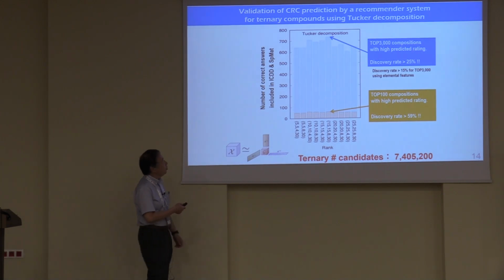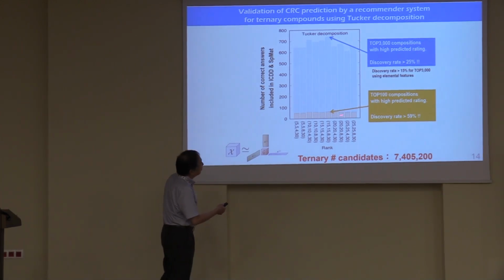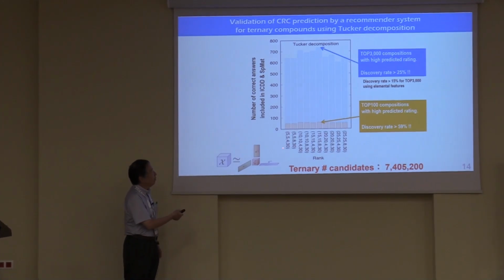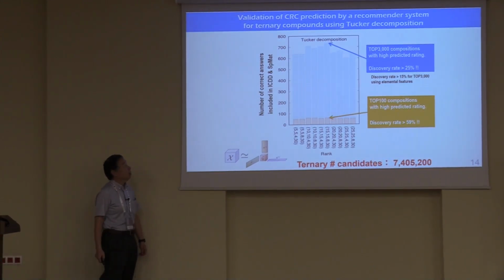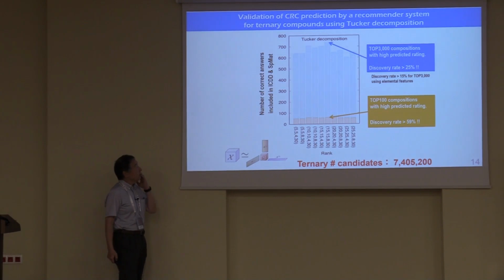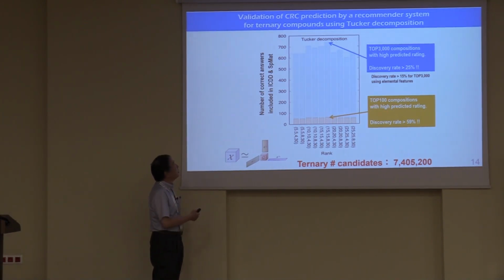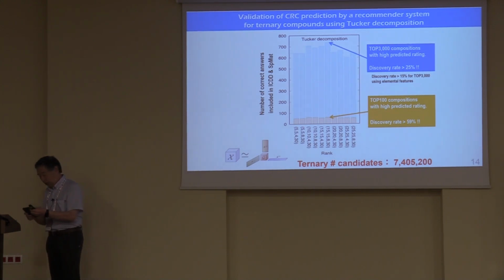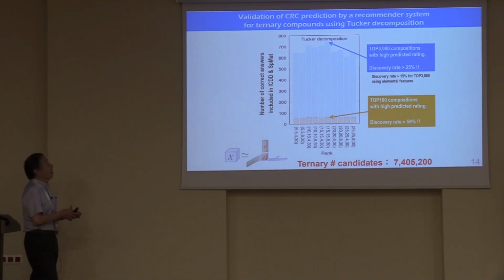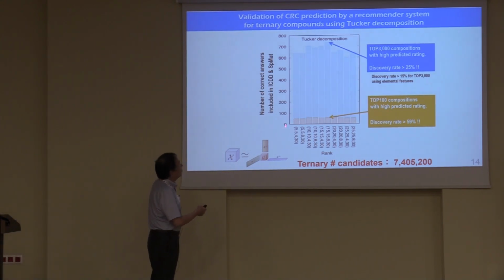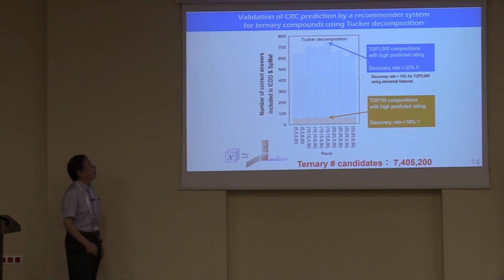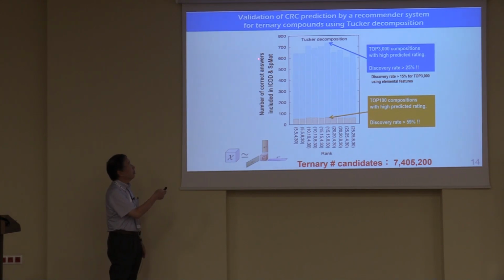This figure shows the horizontal axis, which corresponds to the length of this core tensor. There are four numbers here because this is a fourth order tensor for the ternary system. And the vertical axis corresponds to the number of correct answers included in ICDD and Springer Materials. So it means the number of correct answers, or success rate.